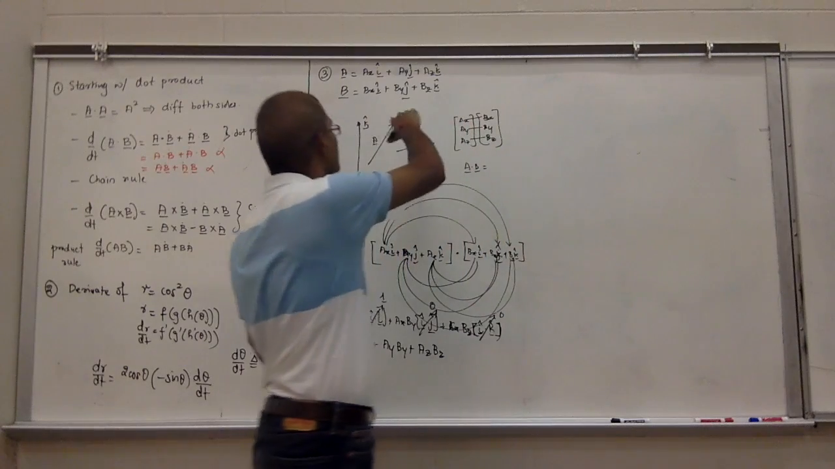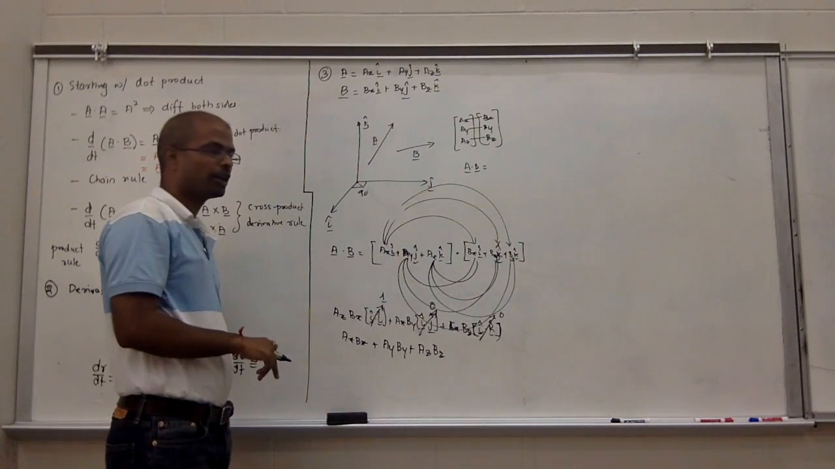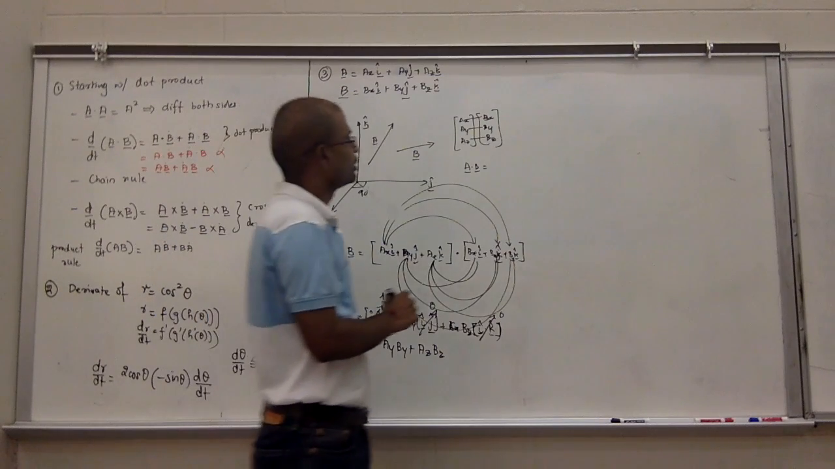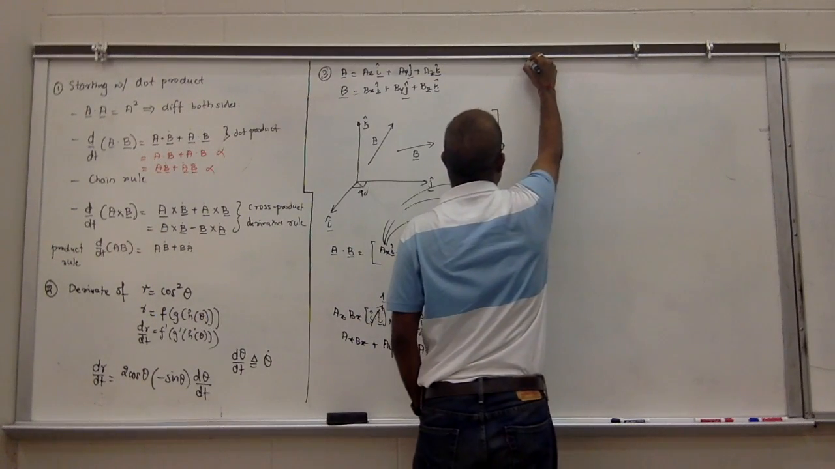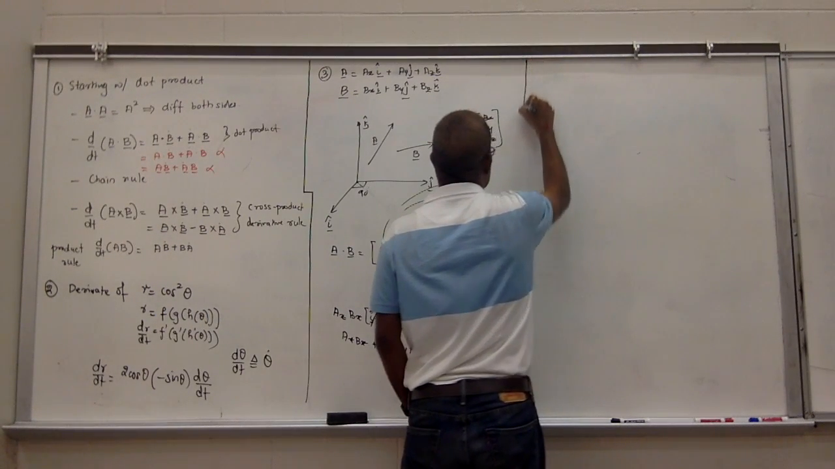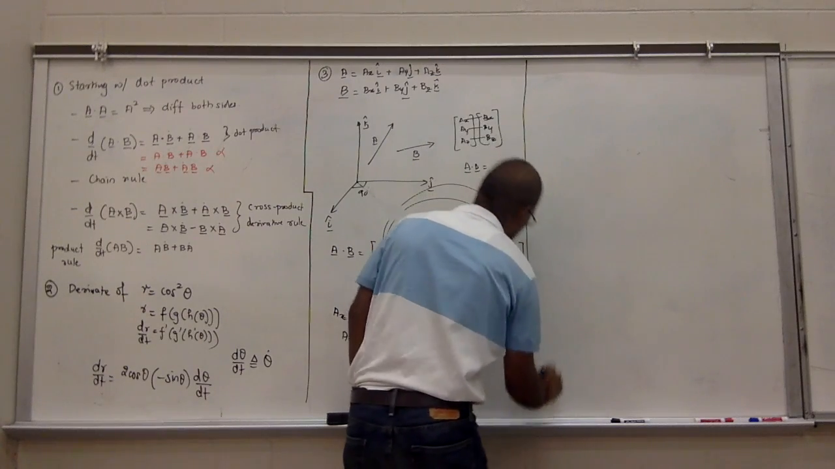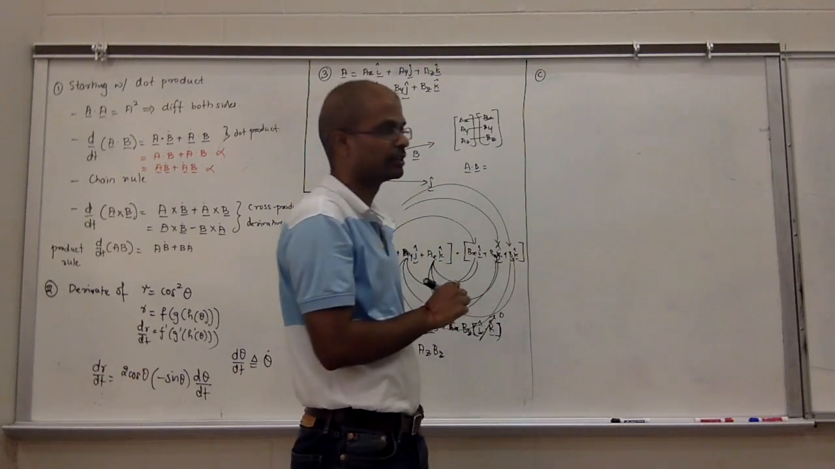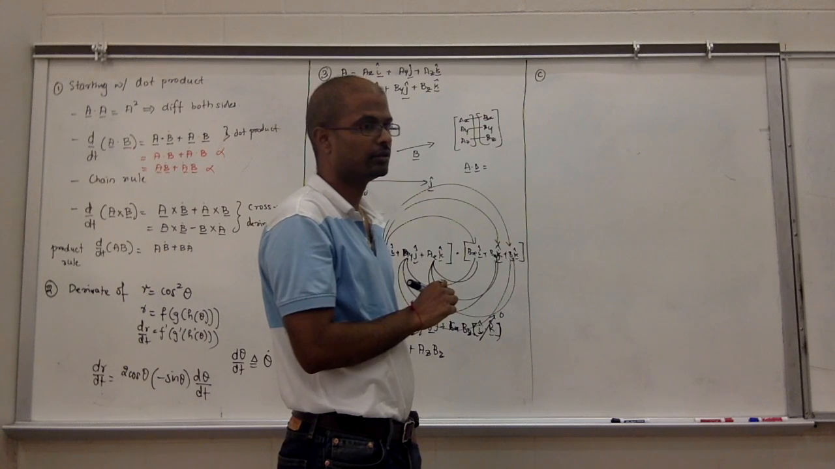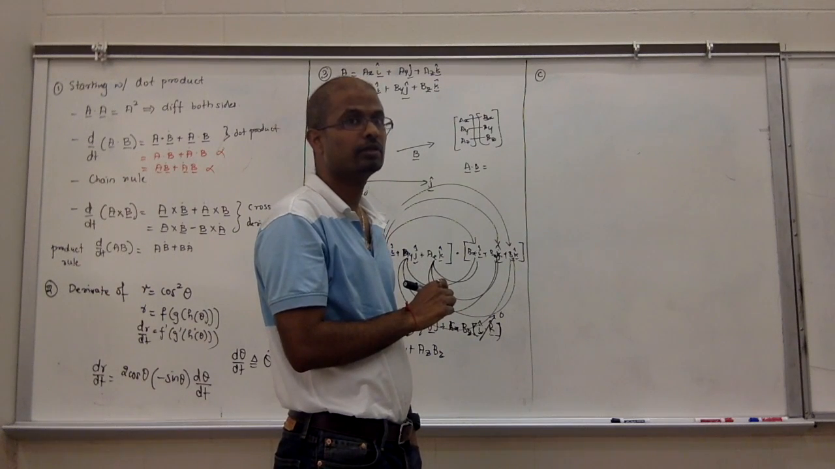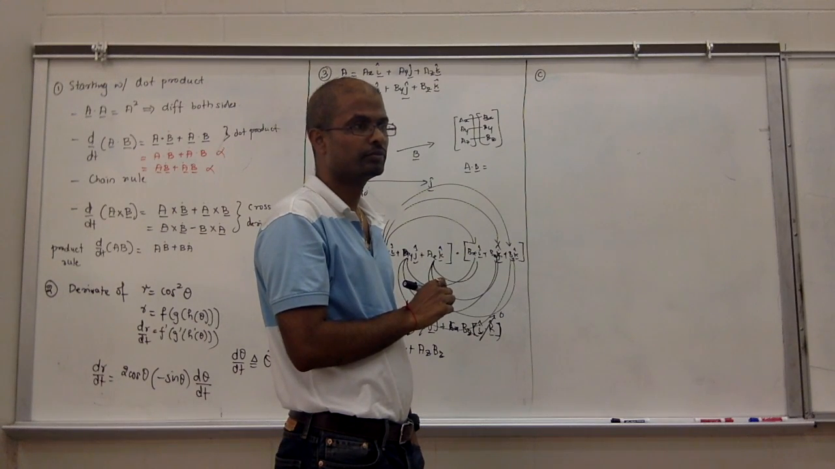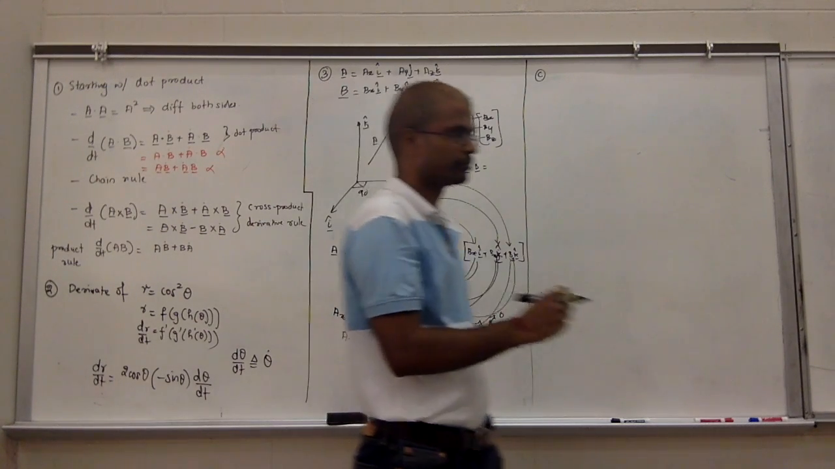So use this to do part A and part B. You can actually do it in a very simple way. Part C is slightly more tricky. What is it? Part C? The vector identity is to show that A cross B dot C cross D equals A dot C times B dot D minus A dot D times B dot C.